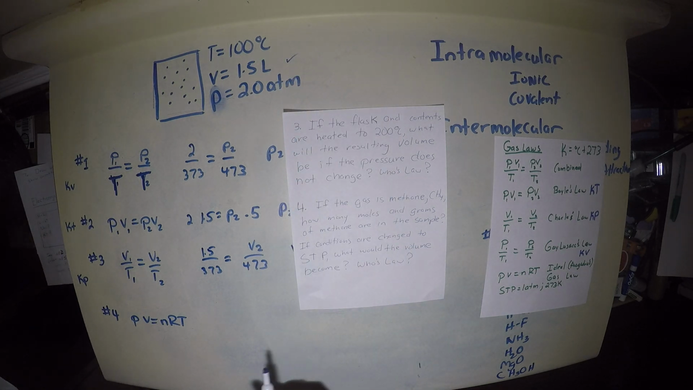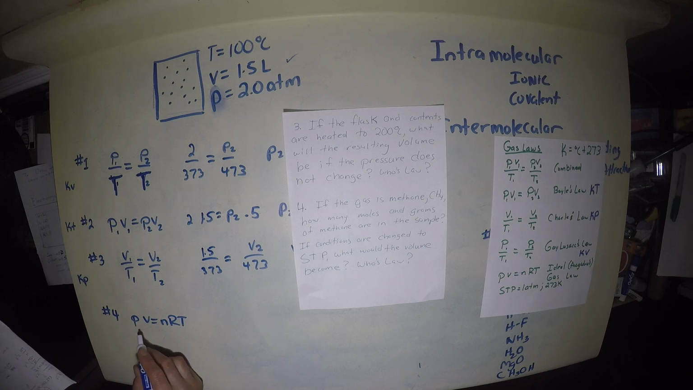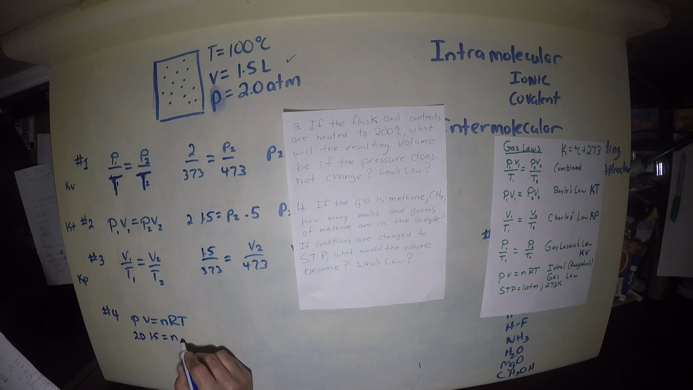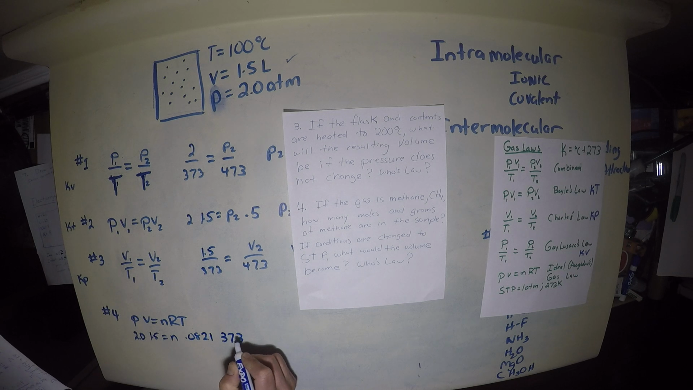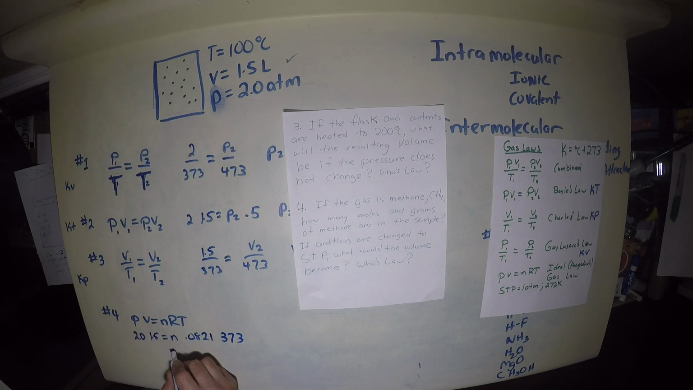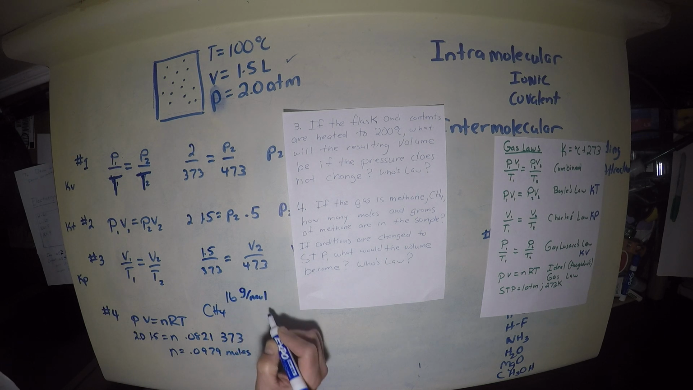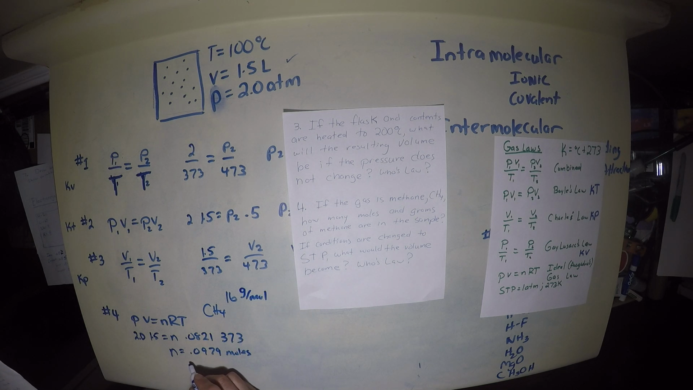Number 4 says if the gas is methane, how many moles and grams of that are in the original sample? And so we're using the ideal gas law, PV equals nRT now, and plugging in 2, the atmospheric pressure, 1.5, the volume in liters. We're looking for n. R's always given as that. And temperature of the sample, 373. And when we solve for n, we get 0.0979, and that's the moles. And since we're talking about methane with a formula weight of 16 grams per mole, we can convert the moles to grams, and that gives us 1.57 when we take 0.0979 times 16.